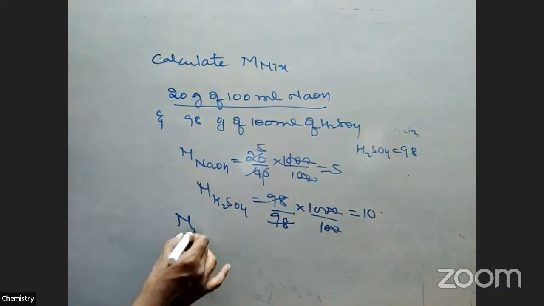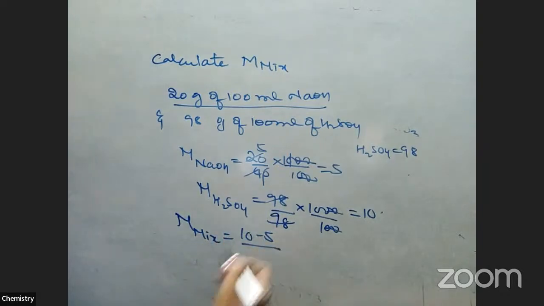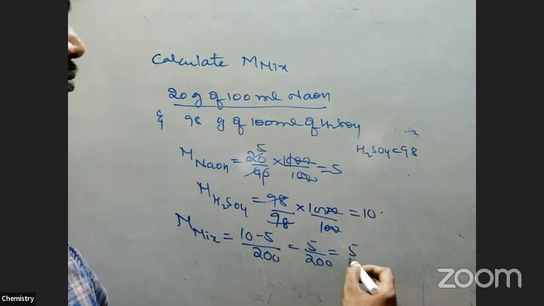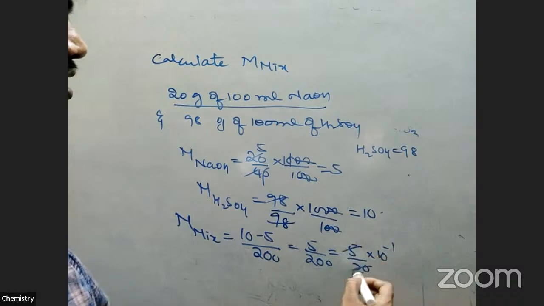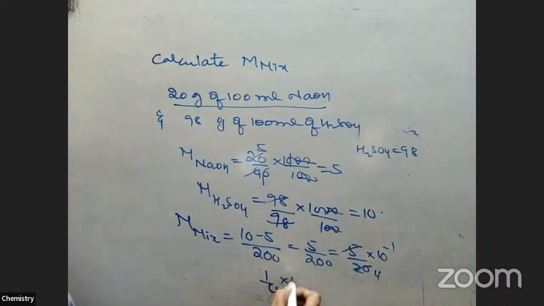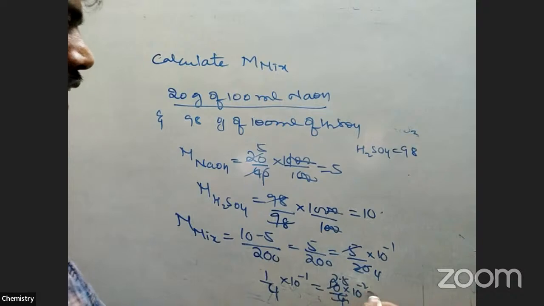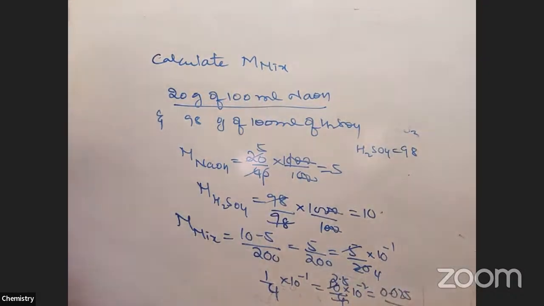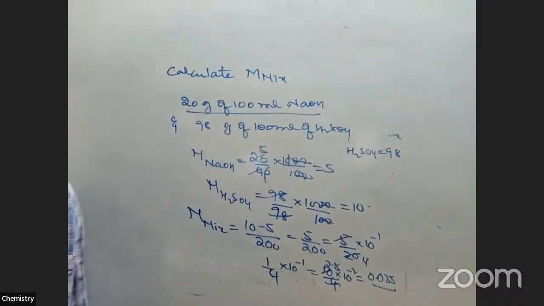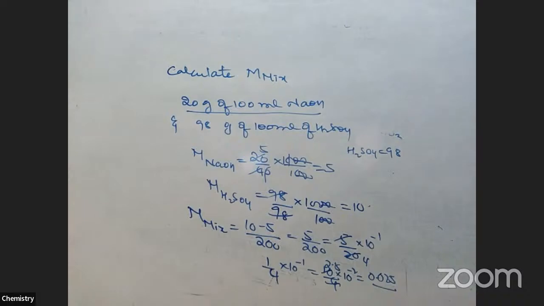Acid is higher. So molarity of mixture is equal to 10 minus 5 by, what is the total volume? 200. 5 by 200, or we can write 5 by 20 into 10 to the power of minus 1, which is 1 by 4 into 10 to the power of minus 1. 10 into 10 to the power of minus 2 by 4 is 2.5, so 0.025. The molarity of the mixture of acid and base is 0.025. So this is the way to find out the molarity of acids and bases.